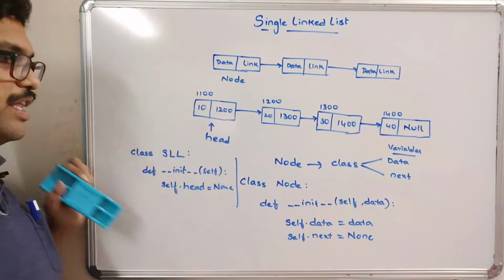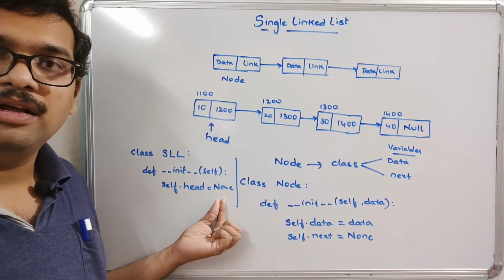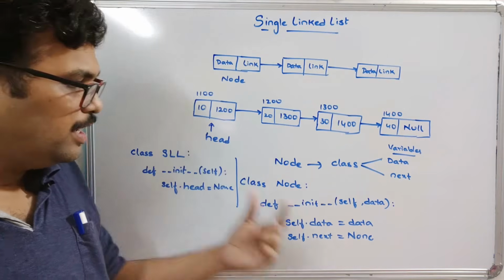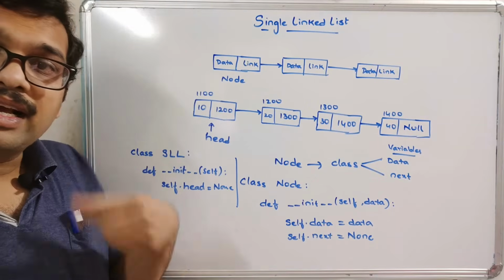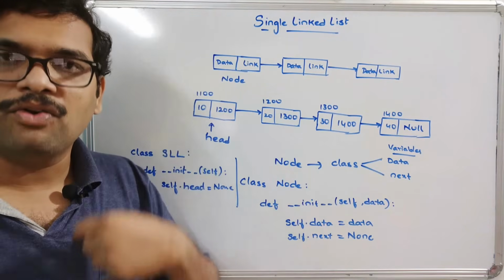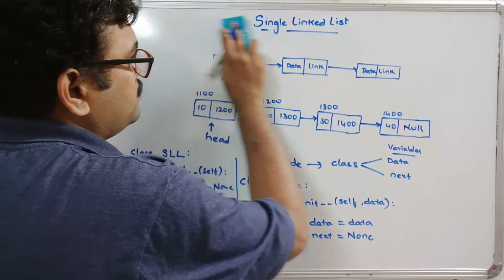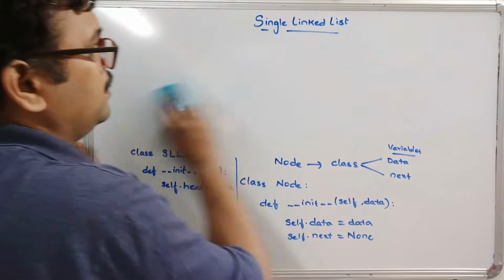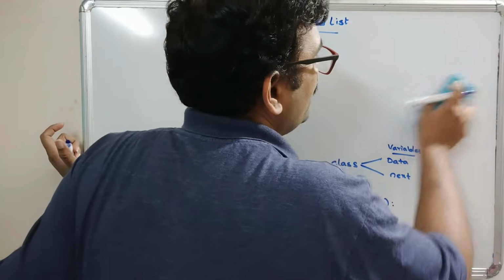Initially there are no elements, so automatically head points to None. After creating one node, the head will be pointing towards this node, right? So the first step, we have created the node, we have created the linked list. Now we'll insert each and every node and link one node with another node, right? So that means we are creating the linked list.